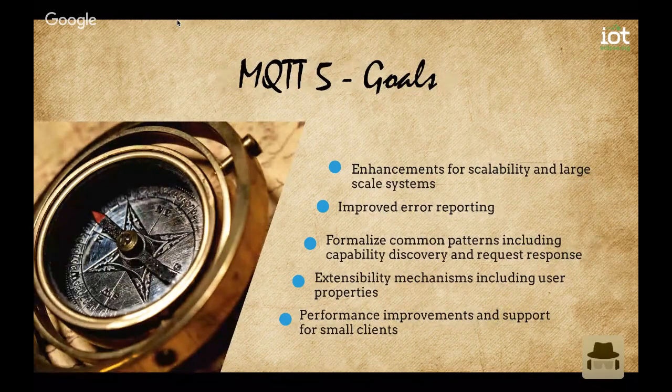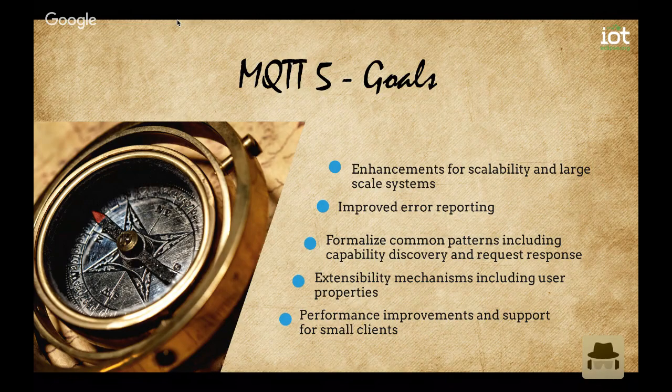The goals that the TC had in mind were enhancement for scalability and large-scale systems and improved error reporting. Especially improved error reporting was one of the most wished features by users, because MQTT 3 had some blind spots when it came to error handling. And so MQTT 5 did a lot of work here. And it also formalized common patterns like request response, which we'll also cover in this presentation today.